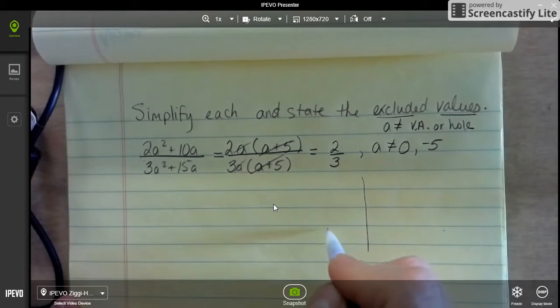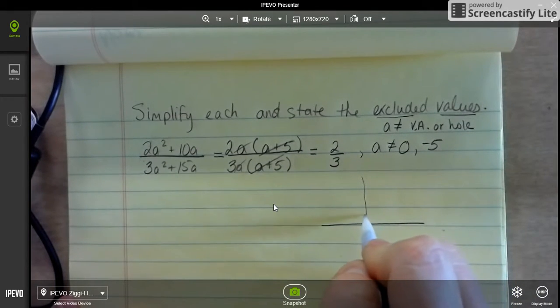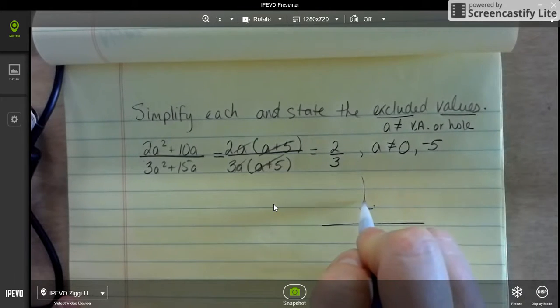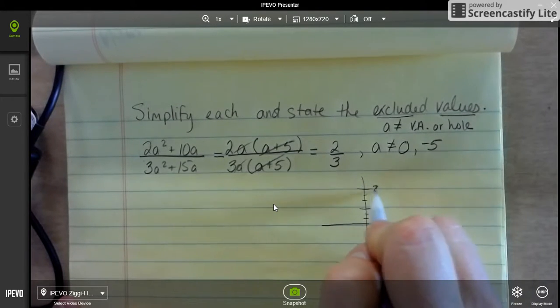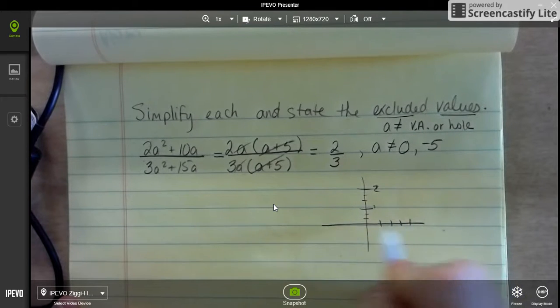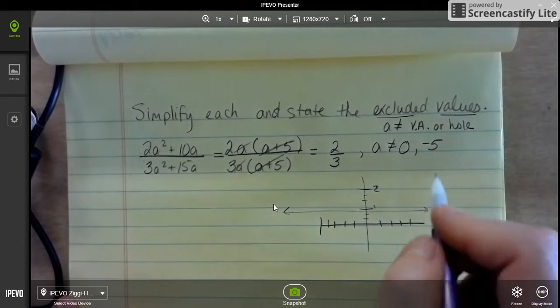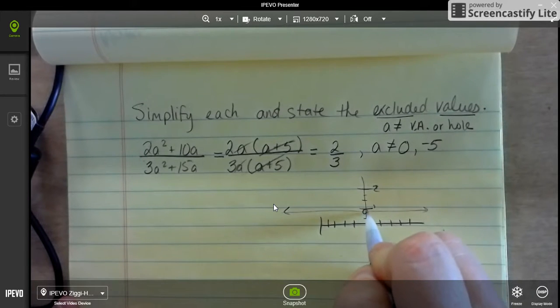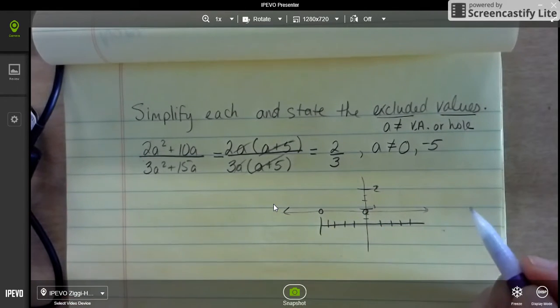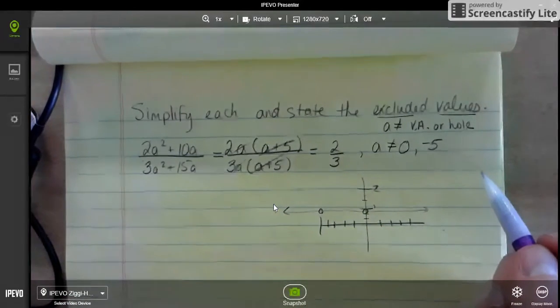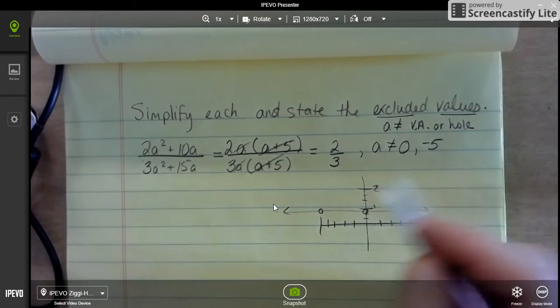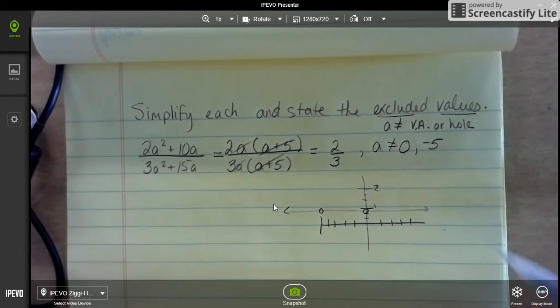If you were actually going to graph this, what you'd have is a line at 2/3, and you'd have a hole at 0, and we'd have a hole in the graph at -5. And it'd look just like that. There's no asymptotes, no curviness to this, but it would be a straight line. And a lot of you will see that and kind of get thrown off.